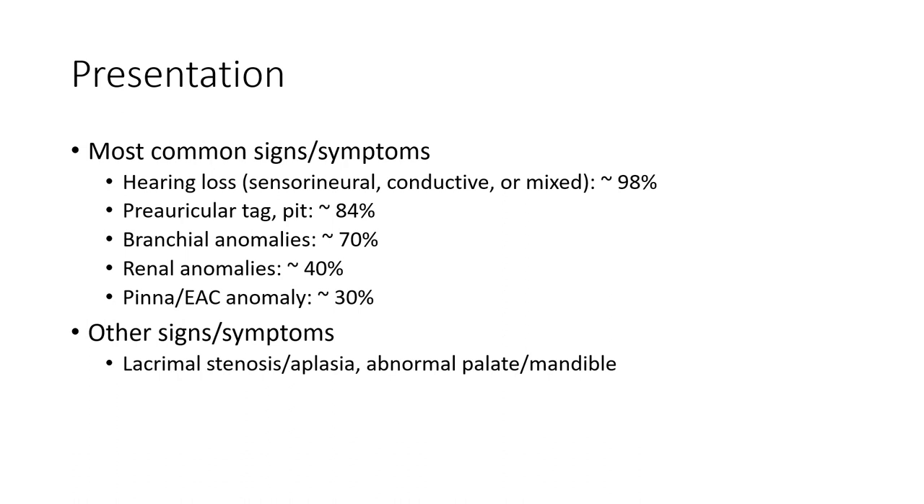Most common signs and symptoms: hearing loss, sensorineural, conductive, or mixed, 98%. Preauricular tract or pit around 84%. Branchial anomaly 70%, renal anomaly 40%, pinna anomaly 30%. Other signs and symptoms: lacrimal stenosis or aplasia, abnormal palate, and multiple others.